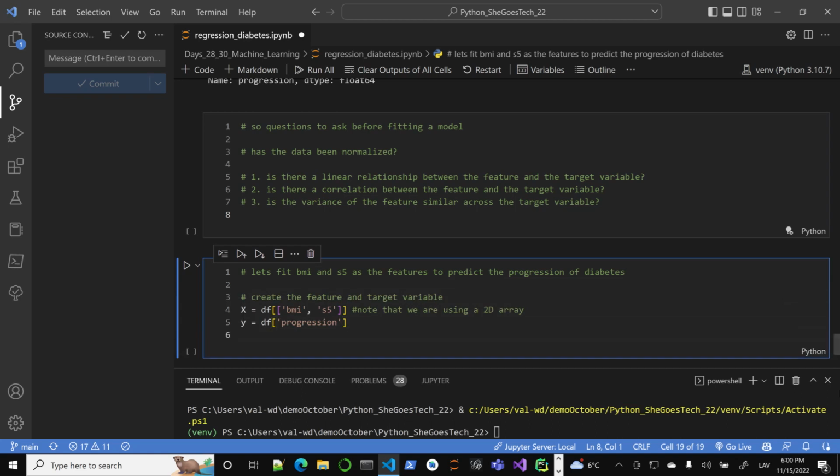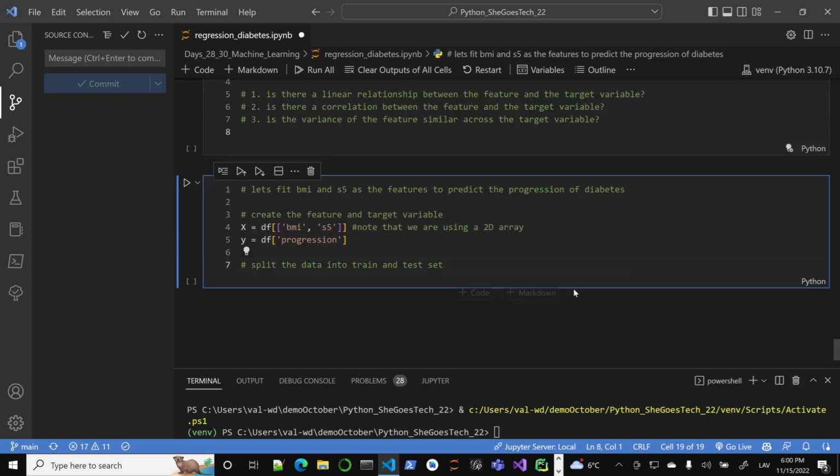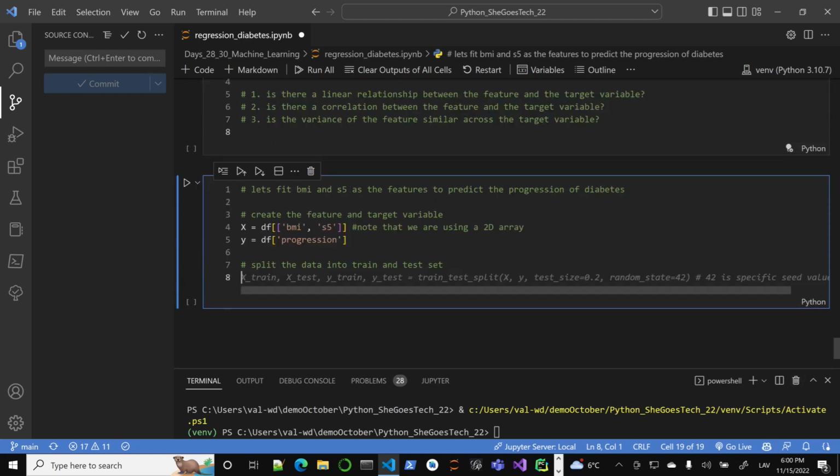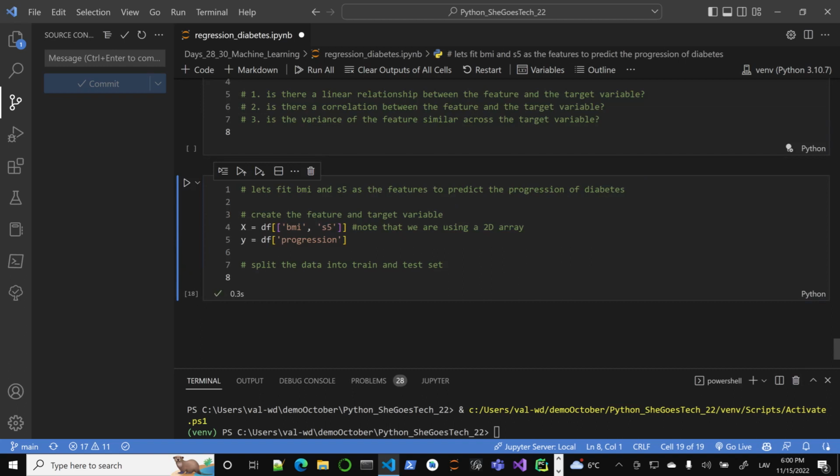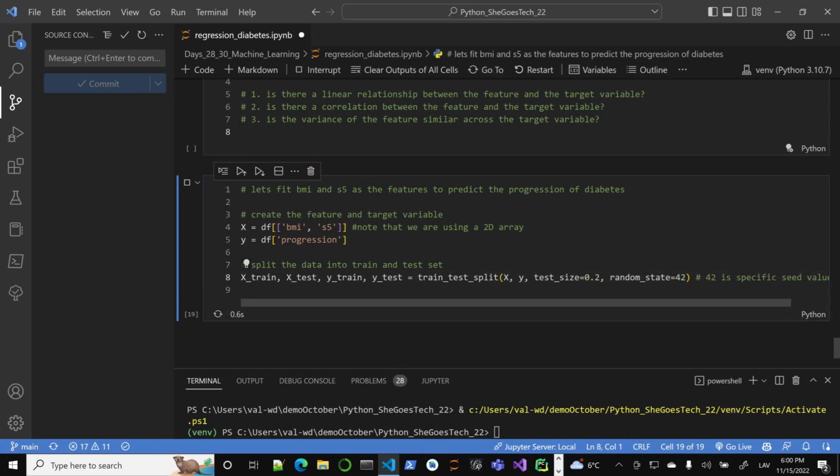Of course, we already had the split, so we didn't have to do it again, but let's do it since, why not? And again, this 42 is arbitrary. It's just something so that we get the same result each time. It's just the answer to everything, right?